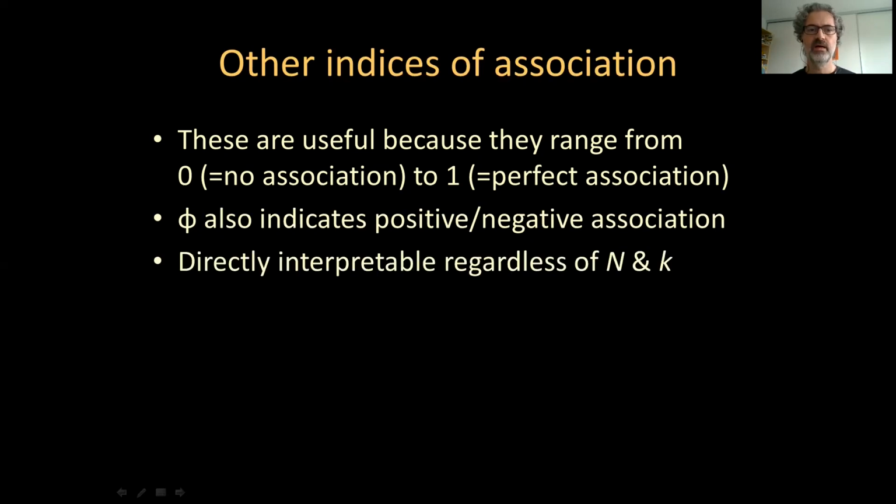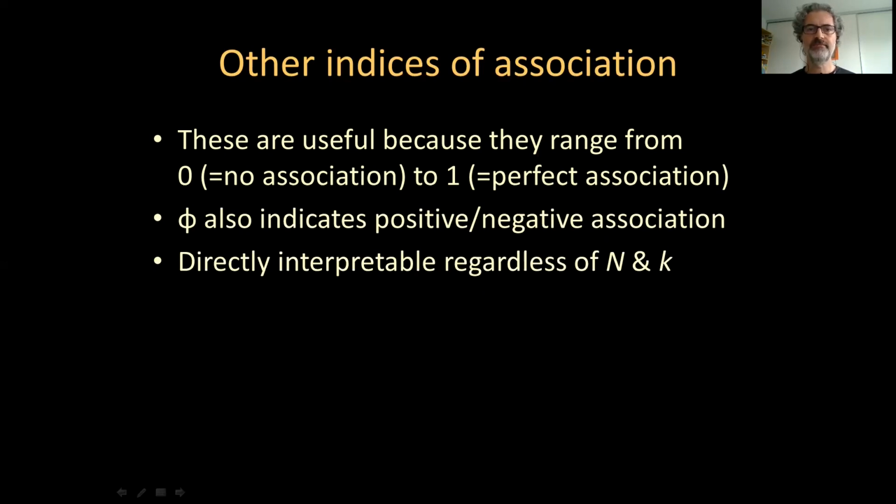These indices are interpretable regardless of the number of categories and regardless of the sample size. They're always interpretable in the same sense between the 0 and 1. This is very useful. This is not true of chi-square.